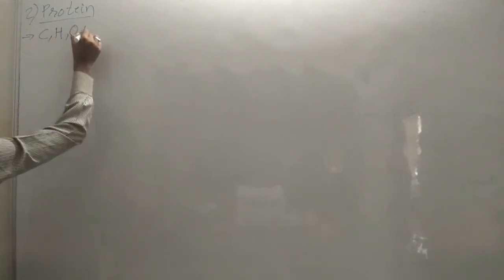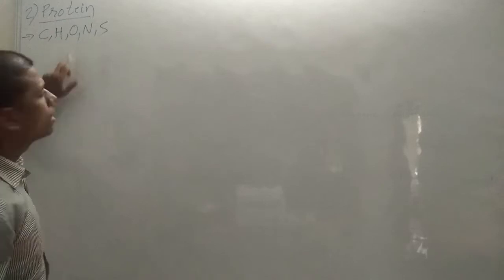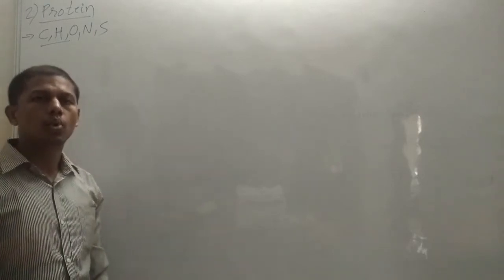Protein is made up of carbon, hydrogen, oxygen, nitrogen and sulfur. CHO is the common thing. But nitrogen and sulfur are included in the protein. So CHO is common for carbohydrate and also for protein, but the additional things in protein are nitrogen and sulfur.